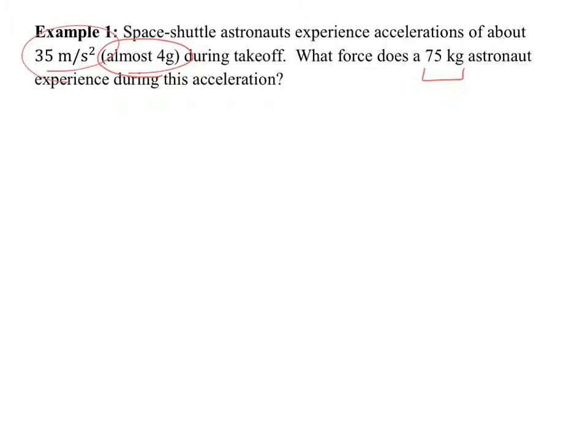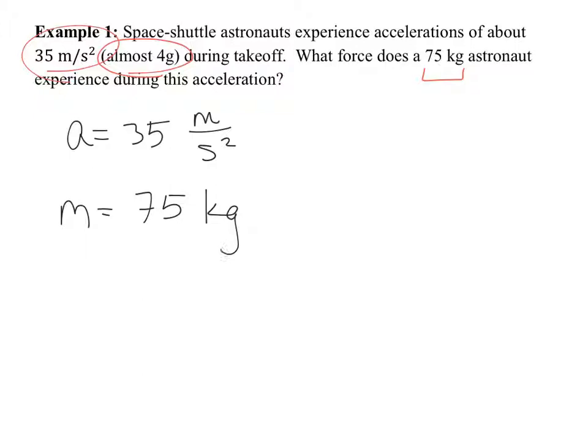So this is a very easy example. Let's list what we know. The acceleration is 35 meters per second squared. The mass of the astronaut is 75 kilograms. And this is the only time that we don't have to worry about making kilo back to grams. Kilograms are actually your base unit of mass.